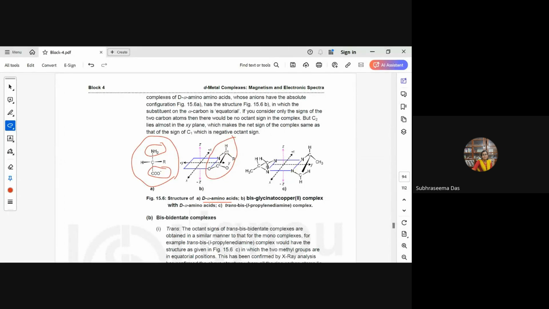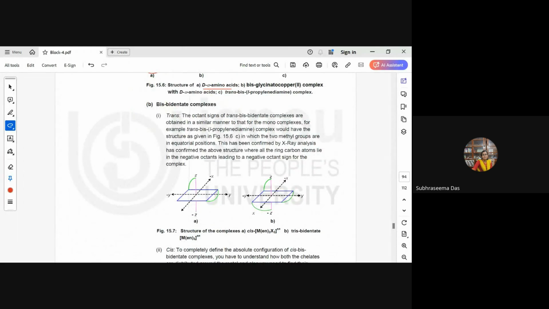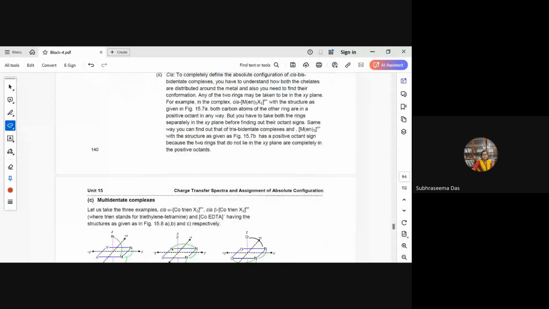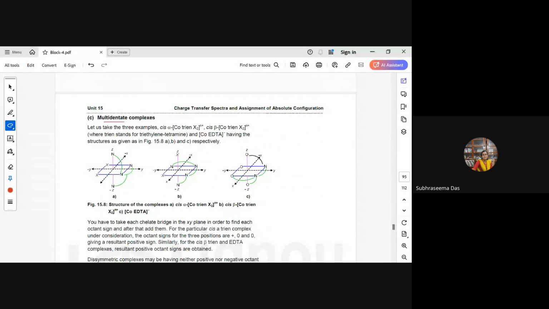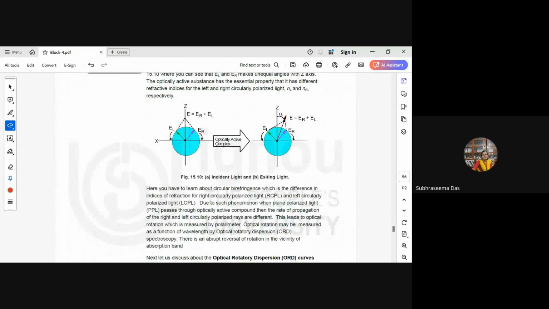Here in figure 15.6b, the C2 is left, so it indicates a negative octant sign. For other bidentate complexes, the use of the octant sign has been indicated here. It has been provided for various types of complexes. Now here it has been shown.